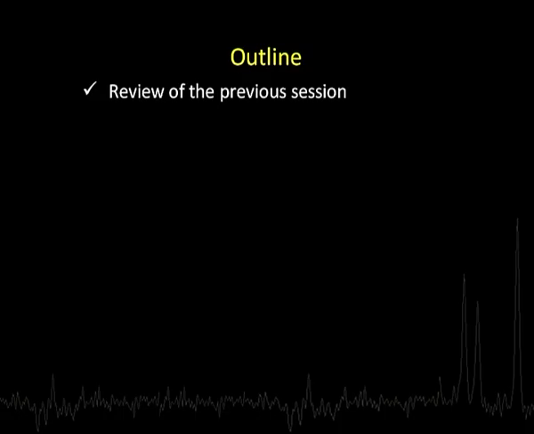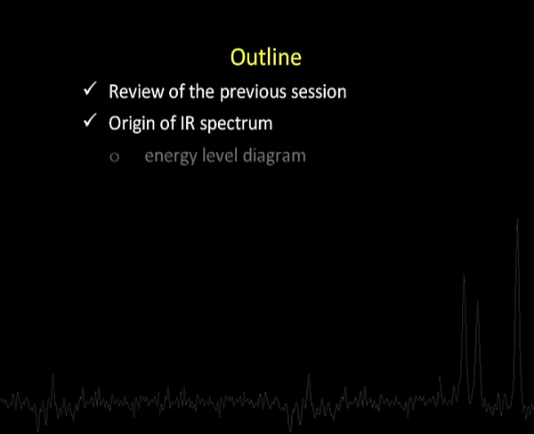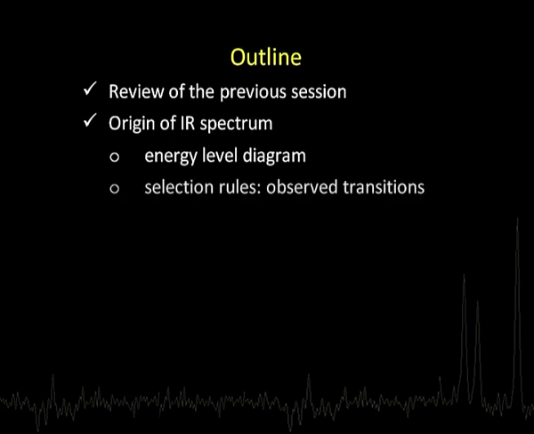The session is planned as follows. To begin with, we will briefly review what we did in the previous session, and thereafter we will look into the origin of IR spectrum. This will be tailored in the following way: we will start with the energy level diagram for vibrational motion, that is, for a molecule which is executing vibrational motion, and what kind of quantized energy level diagram there is. Then we will see the selection rules, which allow us to find out what transitions are possible.